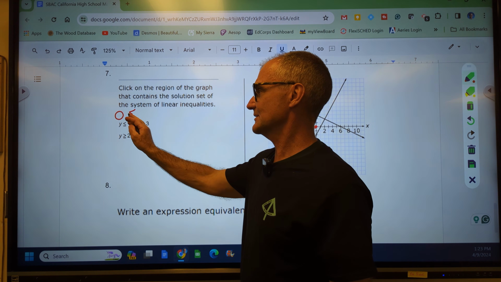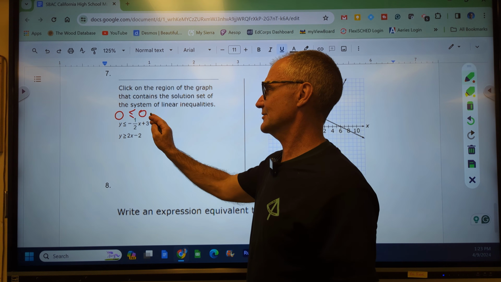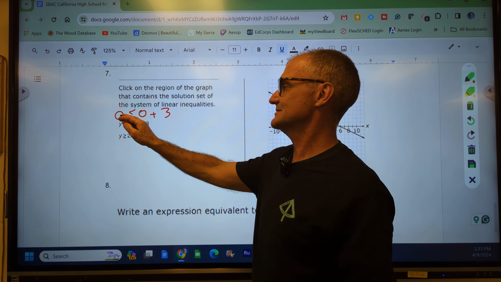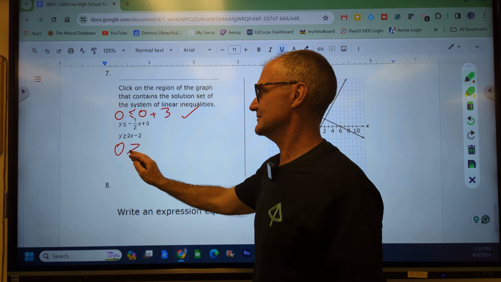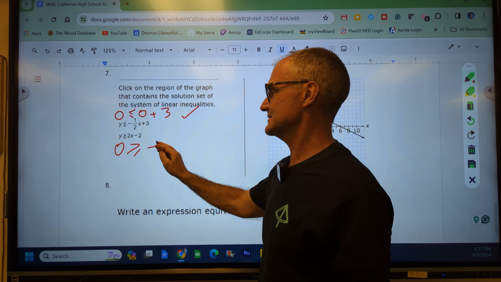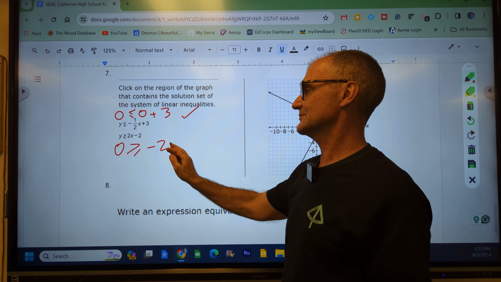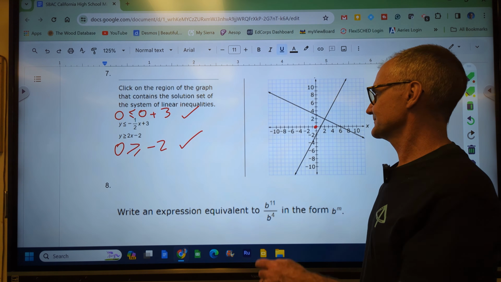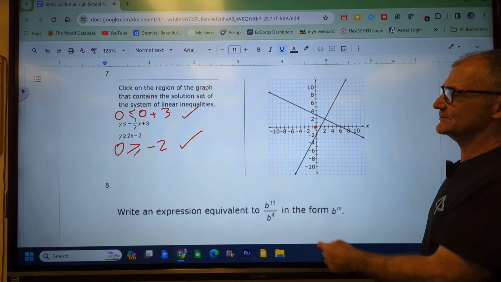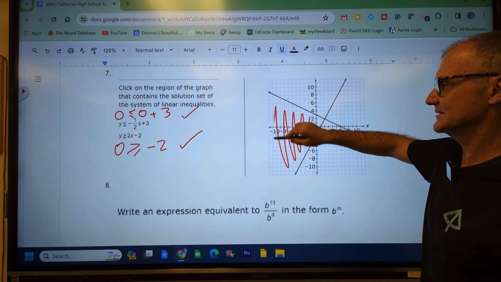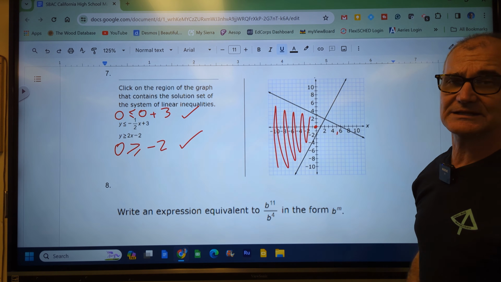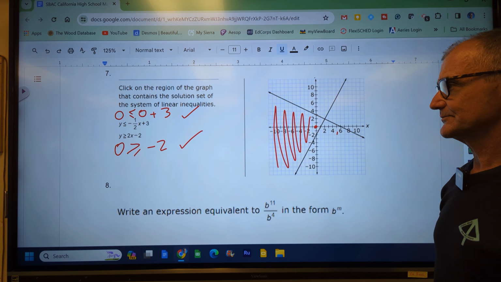Is 0 less than or equal to 0 plus 3? Is 0 less than 3? Yes. Is 0 greater than 0 minus 2? Is 0 greater than or equal to negative 2? Yes, it is. That coordinate 0, 0 is in my solution set. So this has to be my solution in this quadrant. If the point works, every point in that solution set will work.